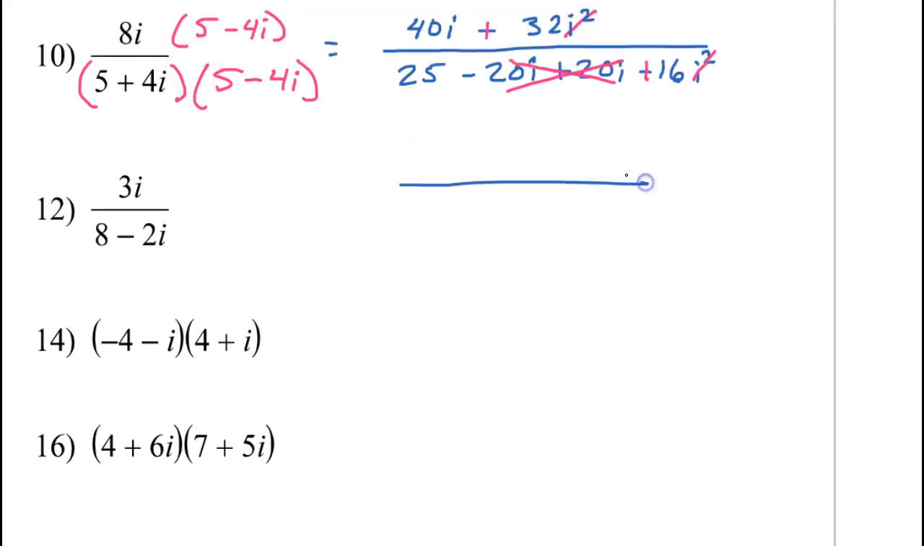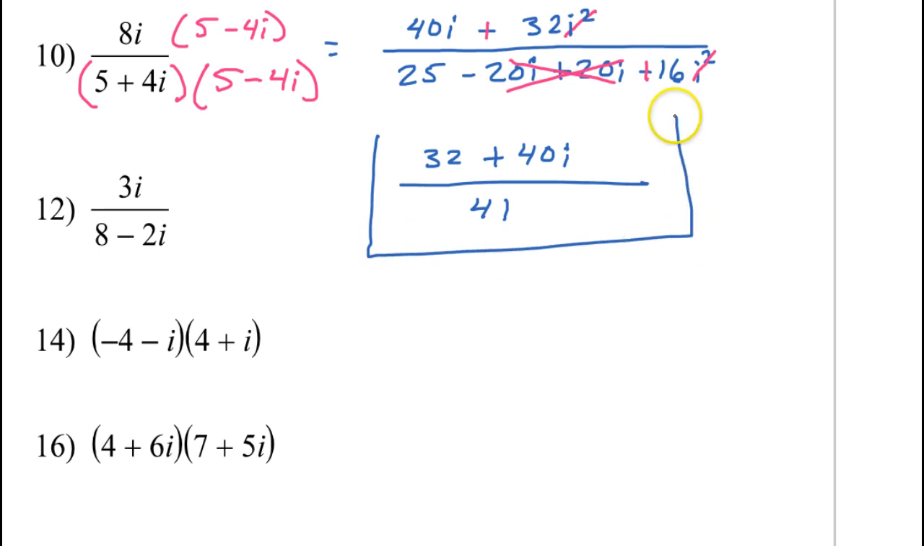So in the numerator, we have positive 32 plus 40i. In the denominator, I have 25 plus 16. So this will be the final answer for number 10.